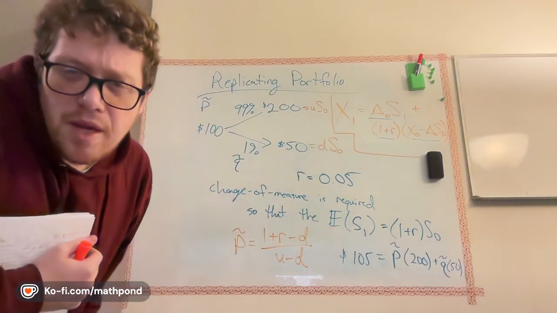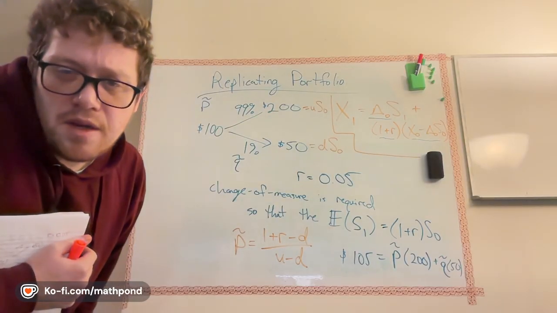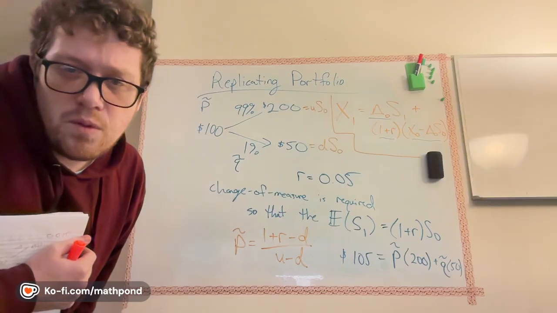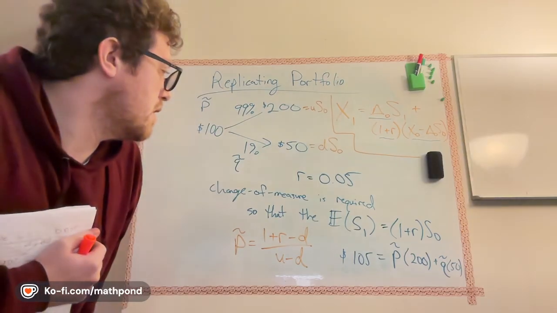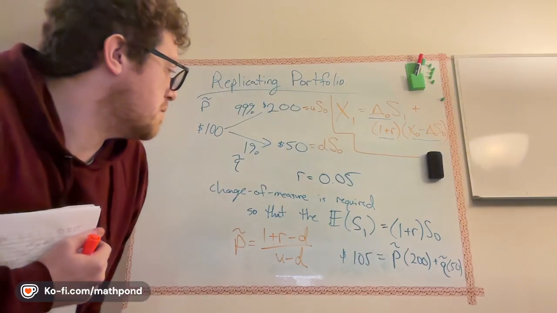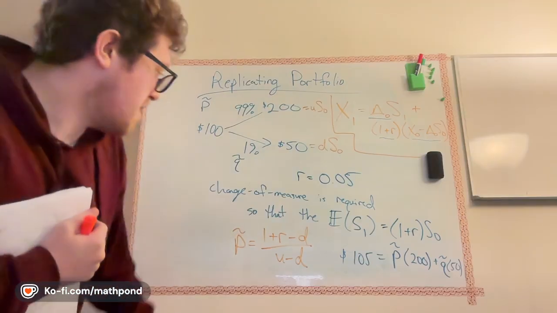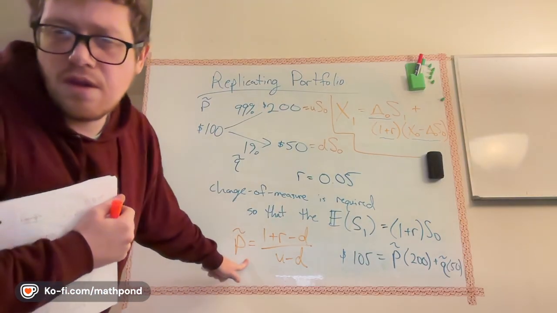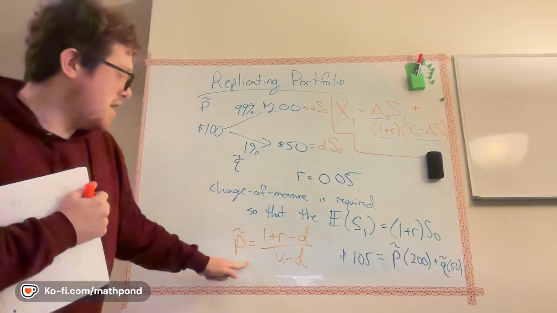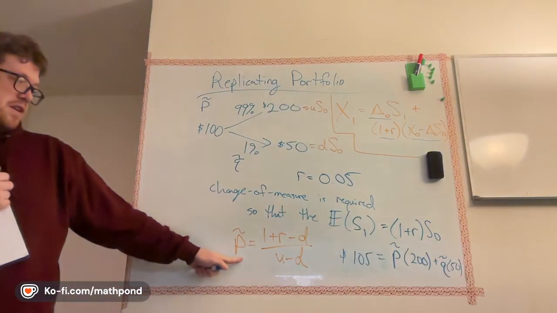So you want P times U plus 1 minus P times D to equal 1 plus R. Yeah, I think that sounds about right. Which then I think just gives you this formula, right? If you solve that formula that you just wrote down, you get this.